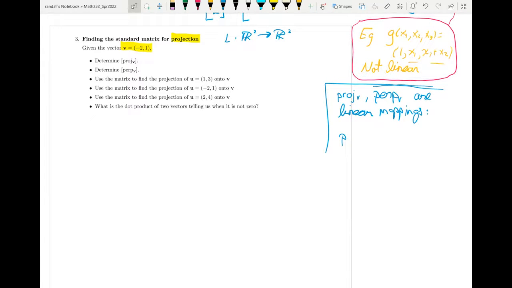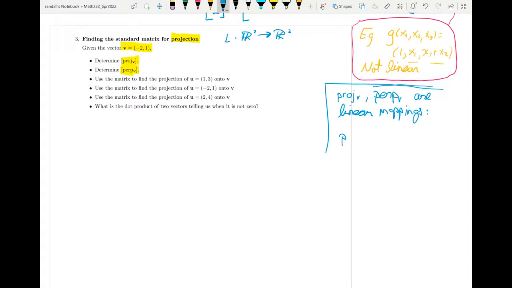This is what I'm getting at: when we want to compute the standard matrix of a transformation, of a mapping, of a function, I can always compute that matrix, but unless the function is a linear mapping, that matrix won't have anything to do with the actual function. It's only when the function is linear. That's why I'm establishing first that projection and perp are linear mappings, from the way we've defined them previously.